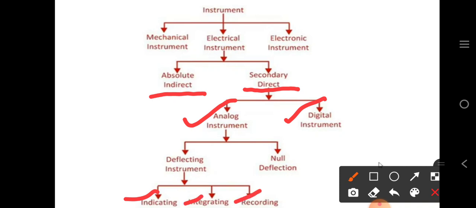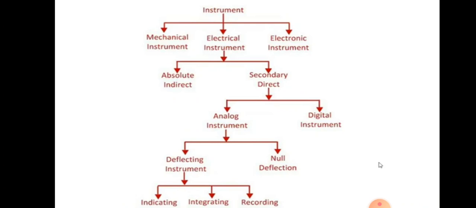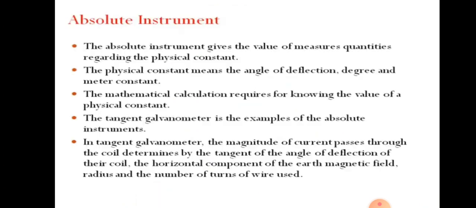In applications where we have to indicate something, we use the indicating instrument. The second one is integrating, where the data is collected or integrated in any form; it is called the integrating instrument. The third one is the recording instrument, where data is collected or recorded in electrical or digital form. So this is about the classification of the instruments. Then moving ahead to the next slide.